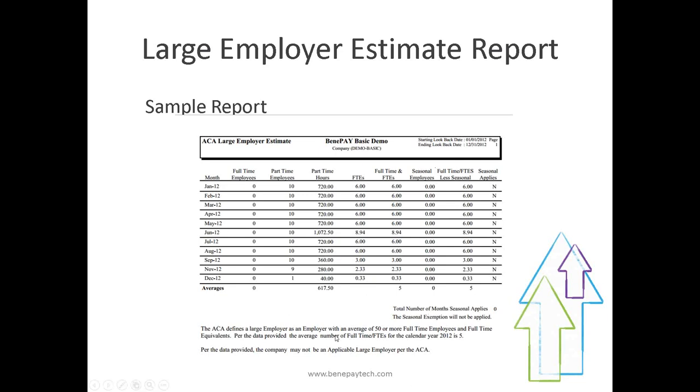Now, down at the bottom of the report, it shows, first of all, so we're looking at our total full-time and full-time equivalents, less seasonal. This company only averaged 5. So based on this, the Affordable Care Act defines large employer as 50 or more full-time employees and full-time equivalents. So per this data for 2012, we are not a large employer. The company may not be an applicable large employer, and clearly is not as we're averaging 5 there.